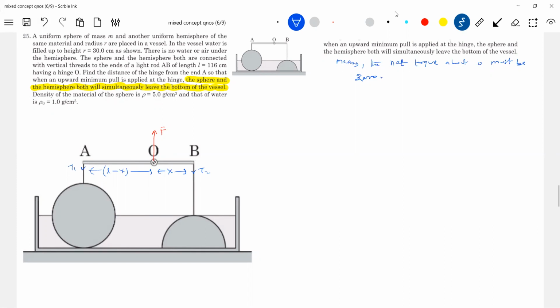So for that to happen, what should the torque be now? So T1 into (L minus X) should be T2 into X. Then let's get into the forces that are acting. Weight mg. The resultant force by the liquid.